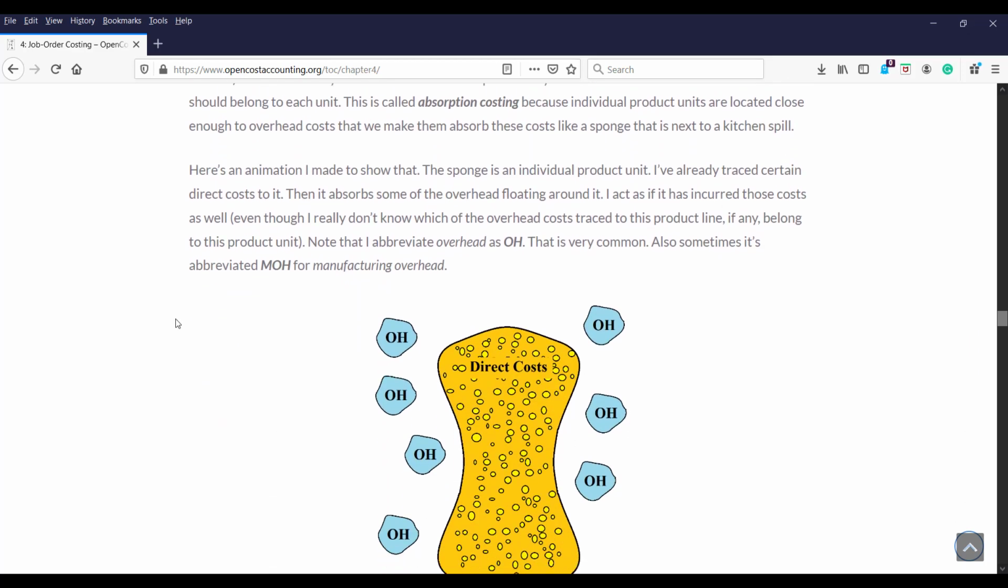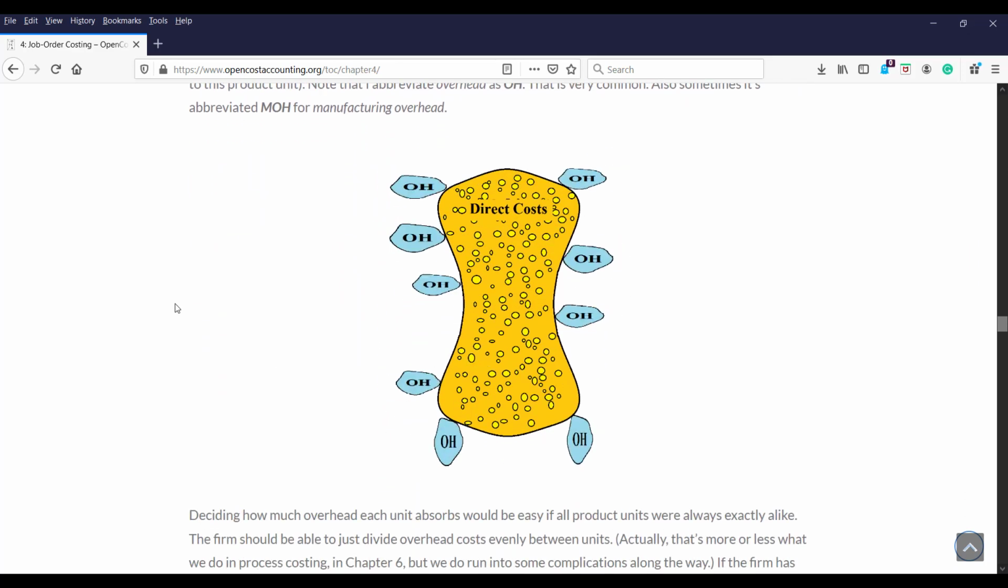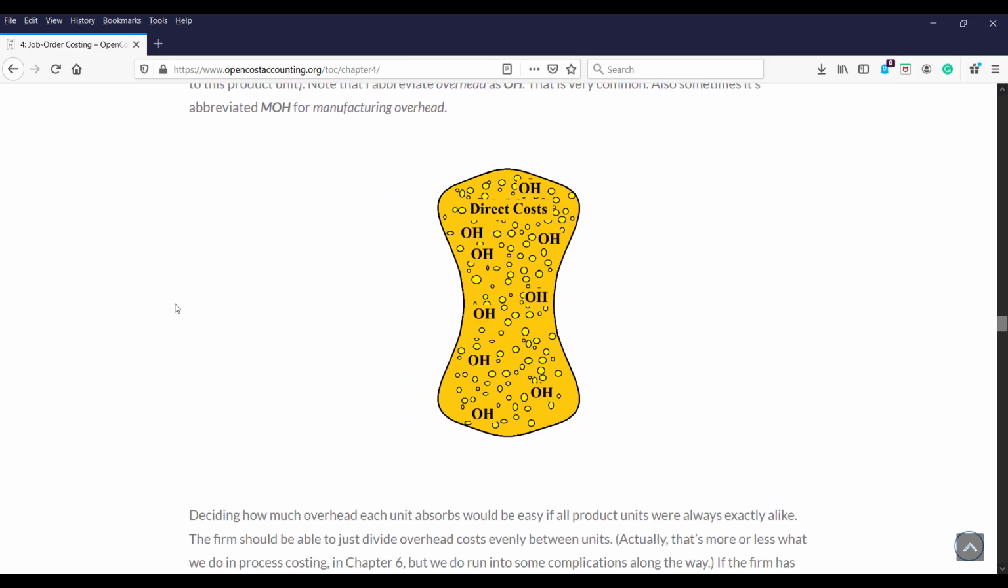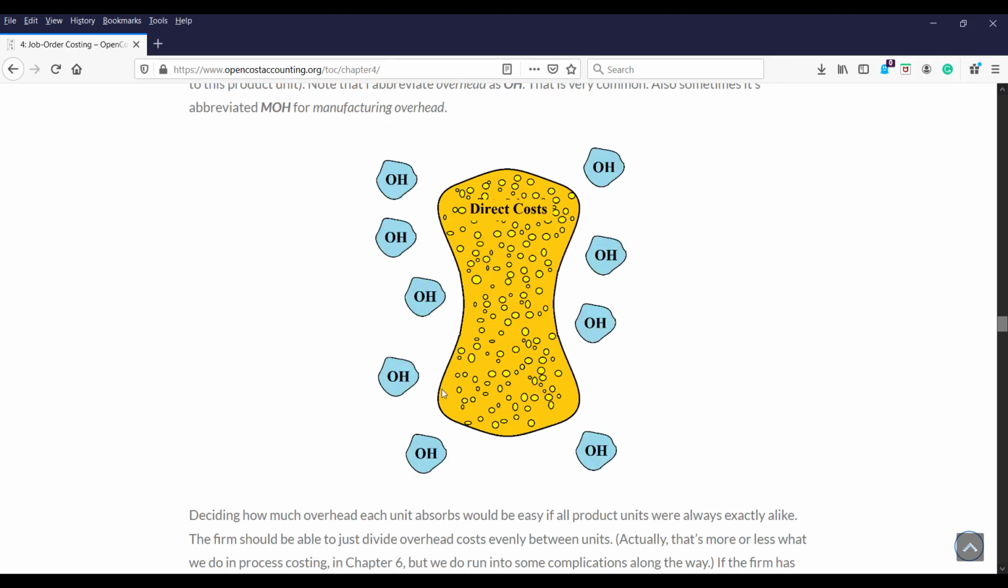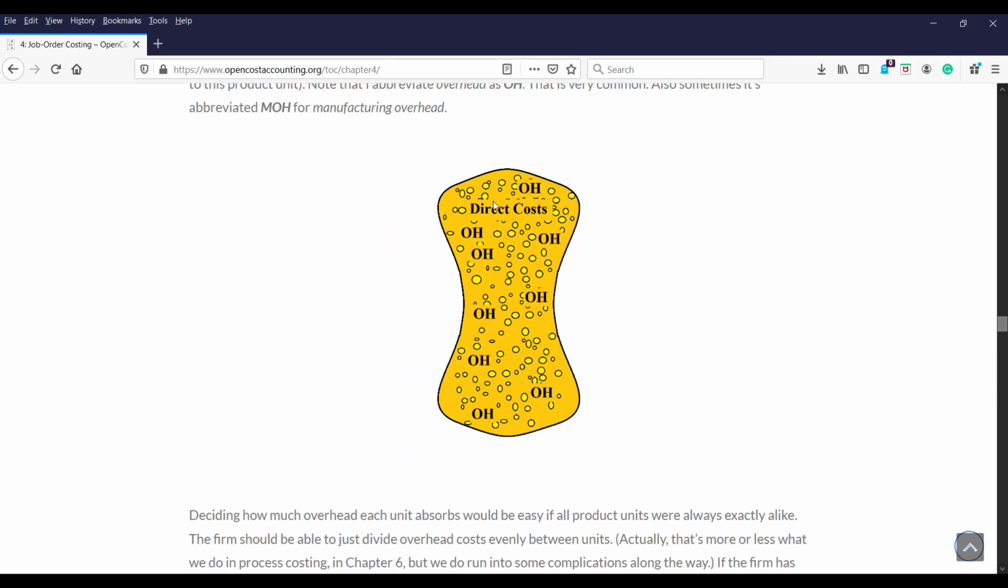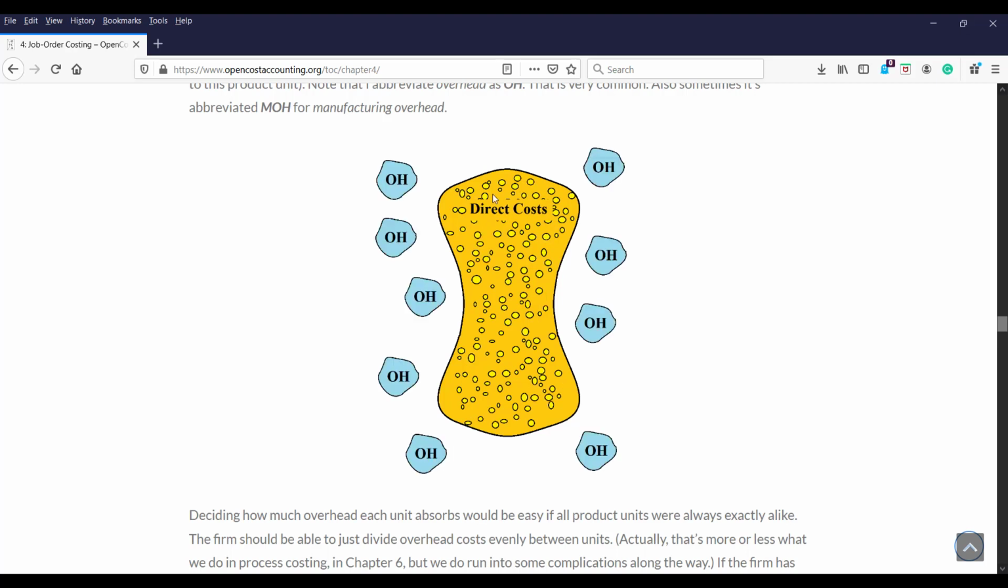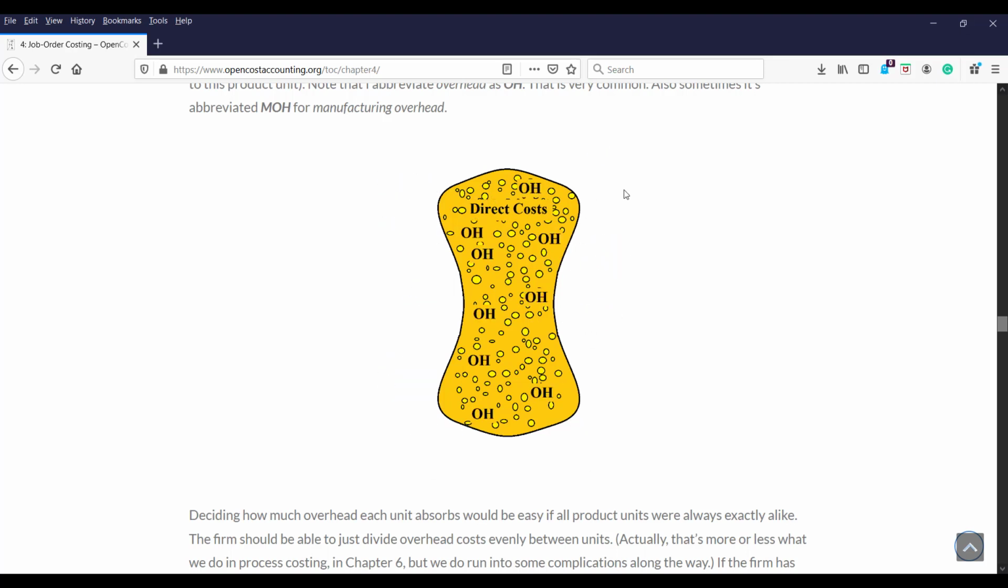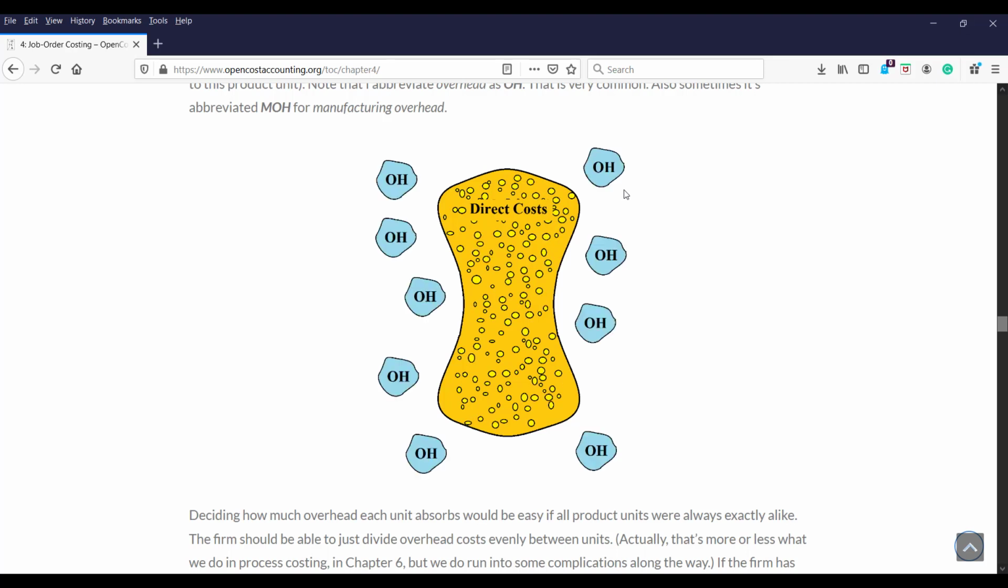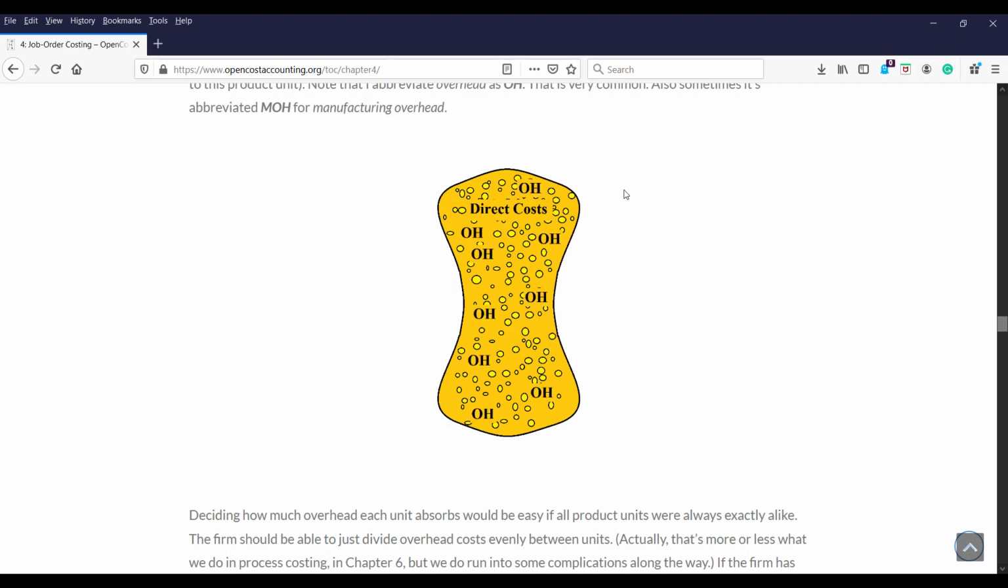Now, I love my animation down here. The idea is that we have overhead floating around the product. The outline here of the sponge is the product. And inside the product, we already can trace direct costs to them, but we can't trace the overhead around them. So we're just going to let them absorb somehow some of that overhead cost.